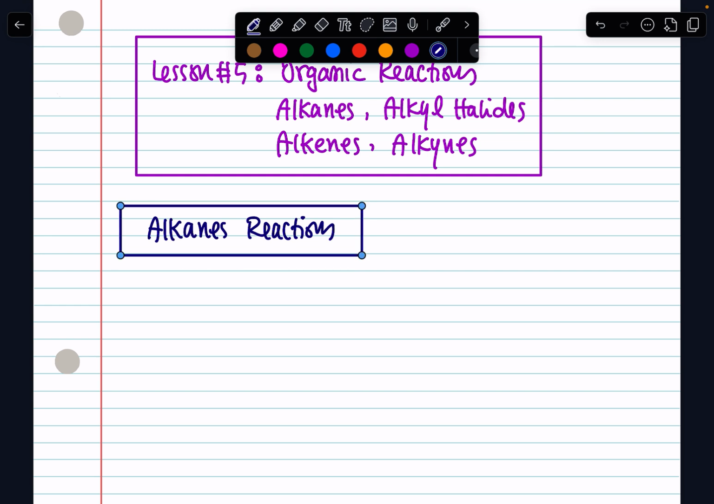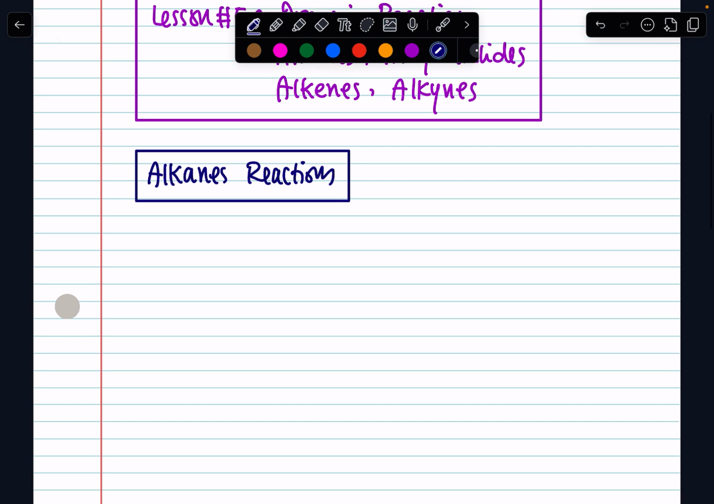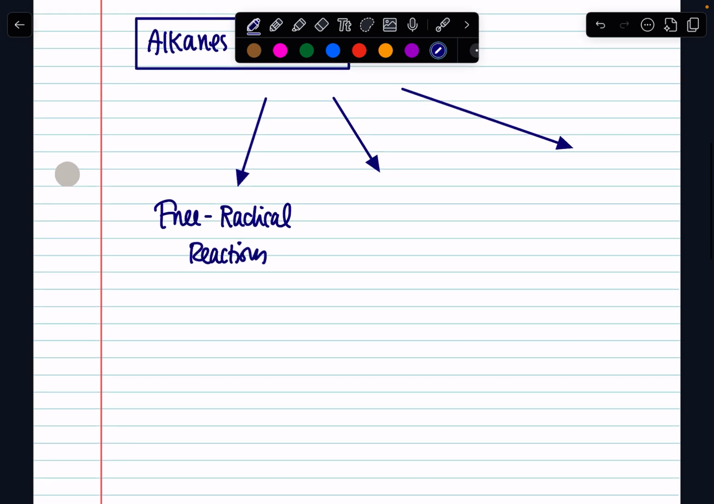Remember, alkanes all have single carbon-carbon bonds. When we look at their overall reactions, essentially we see three things, or we can group them into three categories. The first category is what we call free radical reactions, or free radical halogenation. And I'm going to explain what that is.